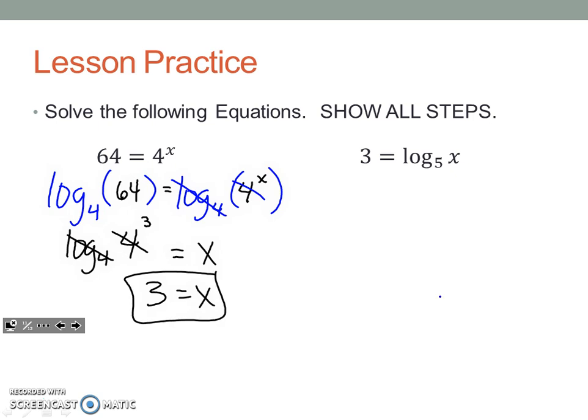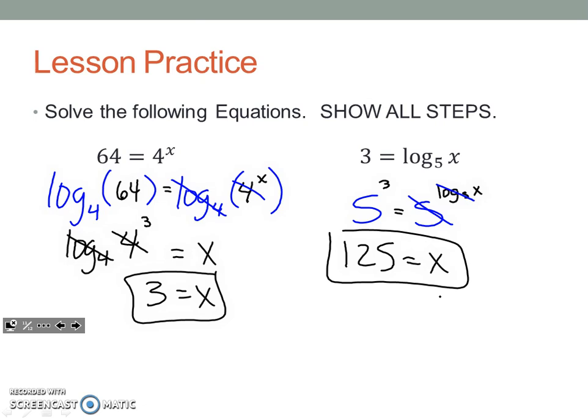And then last one over here on the right, I'm going to have to exponentiate this. I've got a logarithm, so exponentiating is going to get rid of that log. That has a base of 5. So I'm going to exponentiate with a base of 5. I've got to exponentiate on this side as well. We've got to do the same thing to both sides. These would cancel. I'm left with just an x. 5 to the third power is 125.